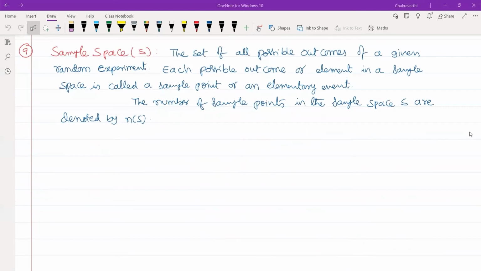Concept of this probability, but I am giving a different way. That is a very important one.